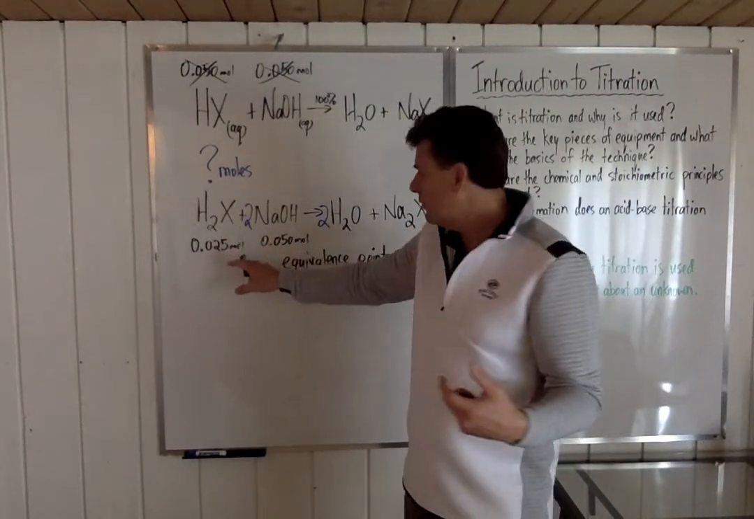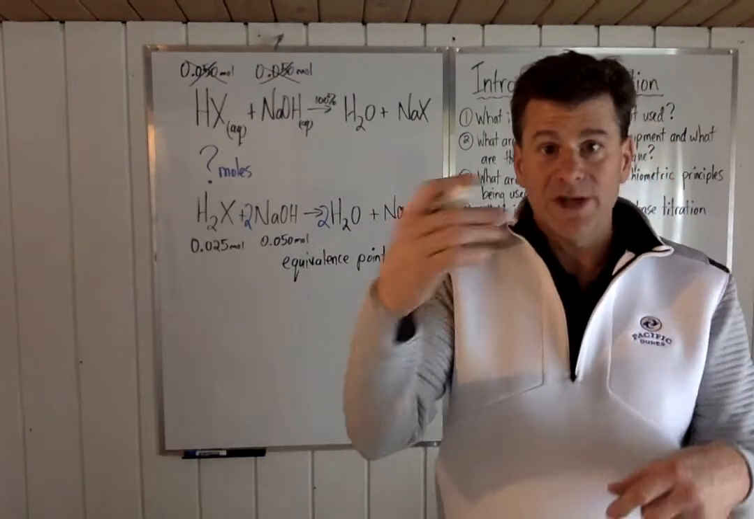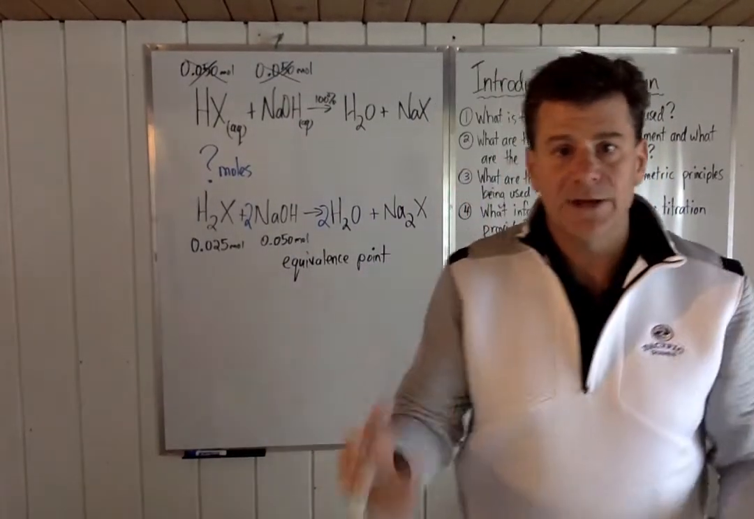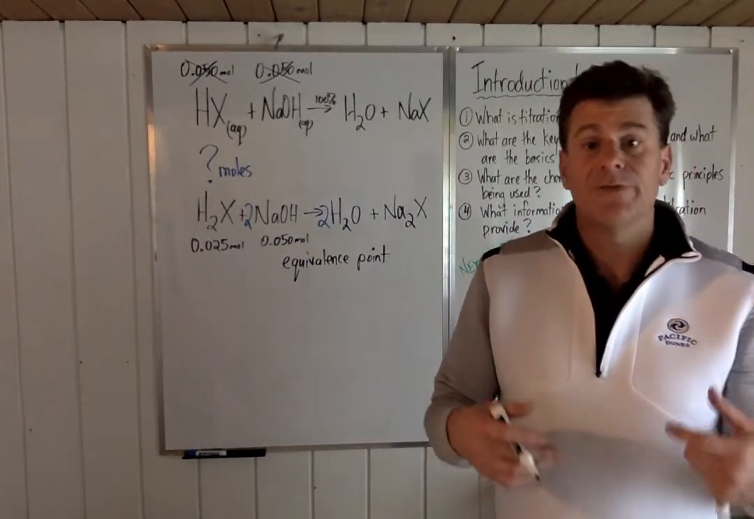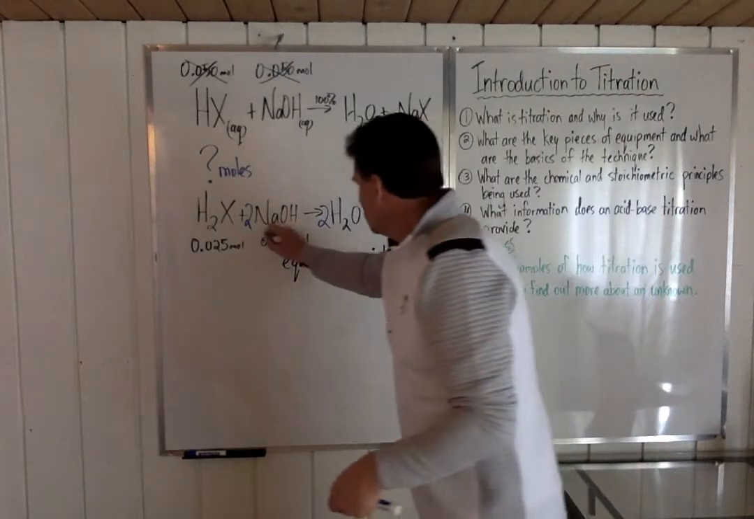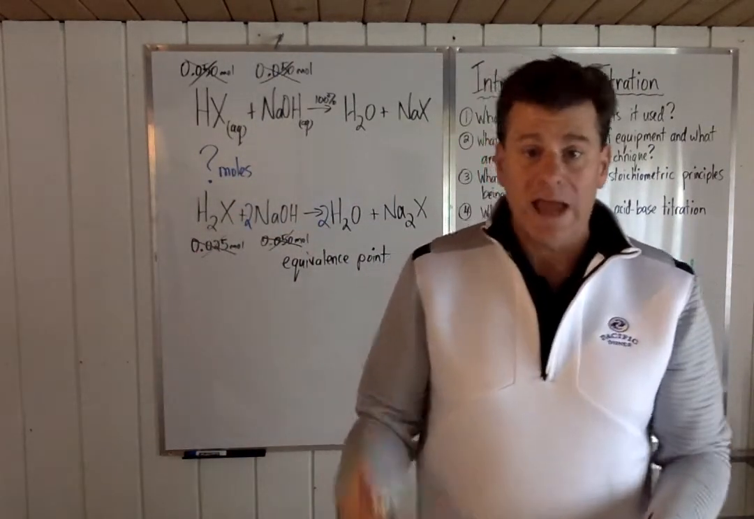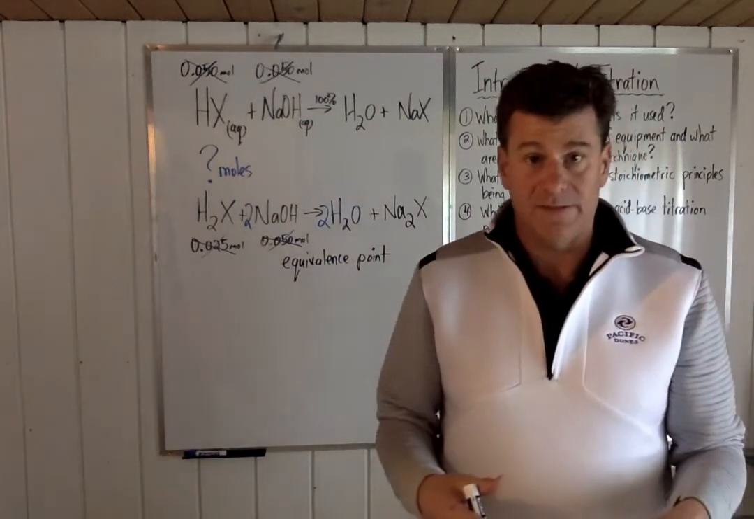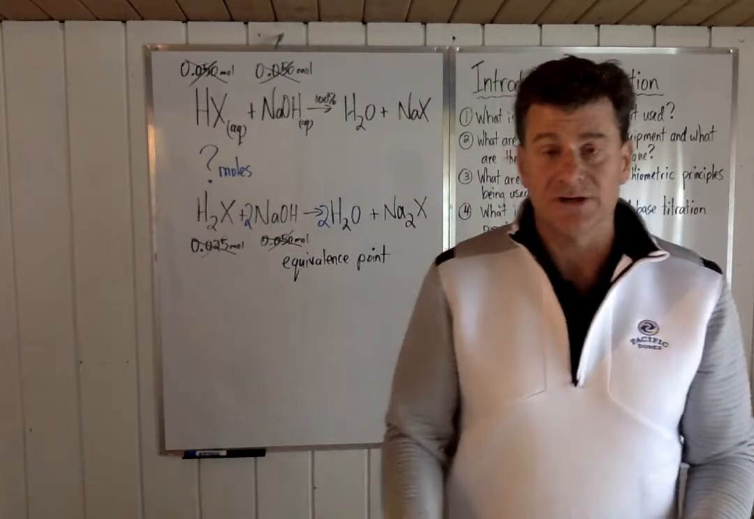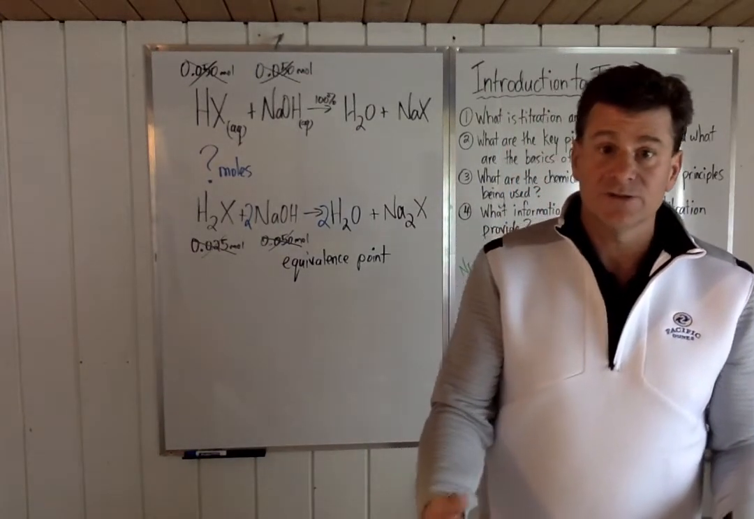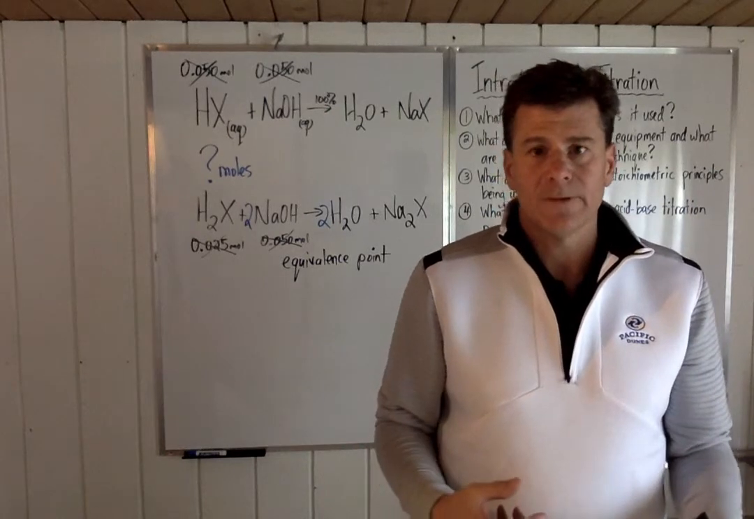This one has reached the equivalence point when I've added exactly twice the number of NaOH moles as there were H2X moles. So again, this one completely used up that one, and there are zero excess moles of either one of them in there. Okay, again, you're adding it in a controlled fashion. And so because you're adding it in a controlled fashion, you stop when you reach that point.